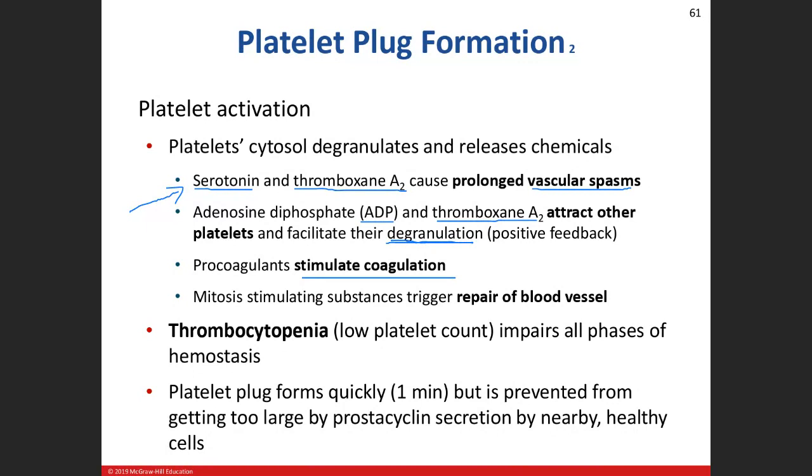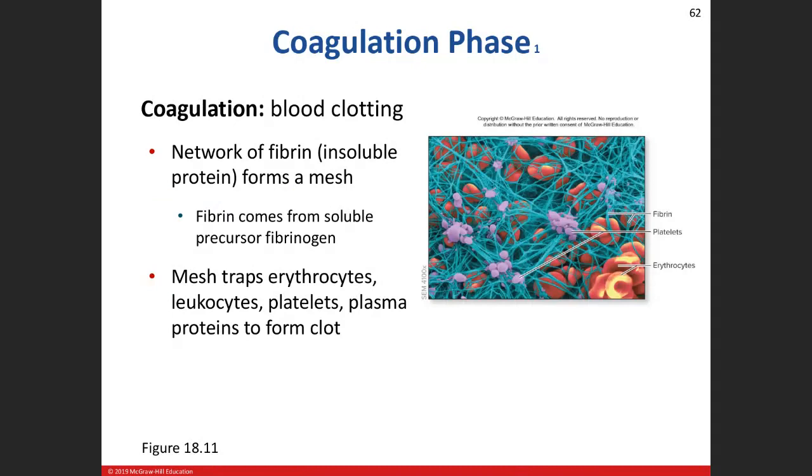We'll get into more chemical involvement later on in another chapter. But just for right now, I want you to know those three things. Serotonin and thromboxane A2 are going to be stored in the platelet granules, and they'll get released. And in addition to the ADP, we'll see vascular spasms and the attraction of more platelets to the area.